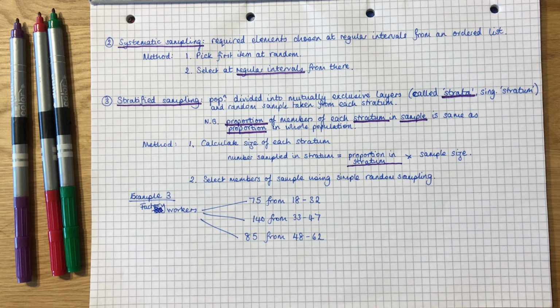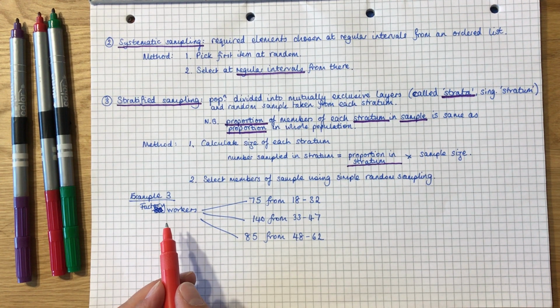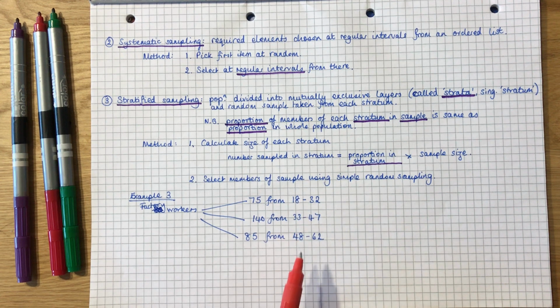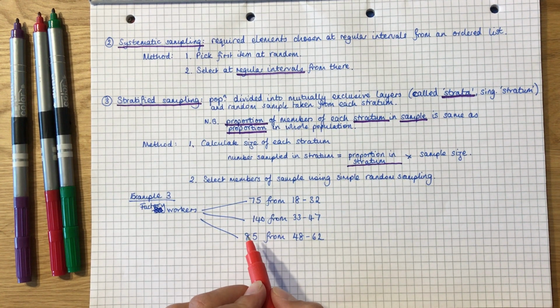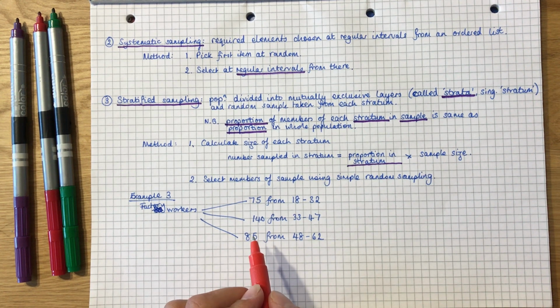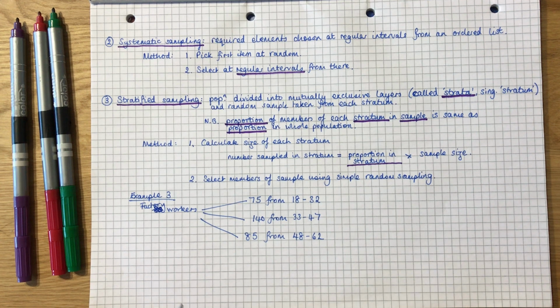Example 3 talks about workers in a factory, and the factory manager wants to find out what the workers think of the canteen facilities. So the manager wants to give a questionnaire to a sample of 80 workers. And the manager thinks that different workers in different age groups will have different opinions. So they want this sample to represent the age groups of the population of workers in the factory. So they're going to use a stratified sample to do this.